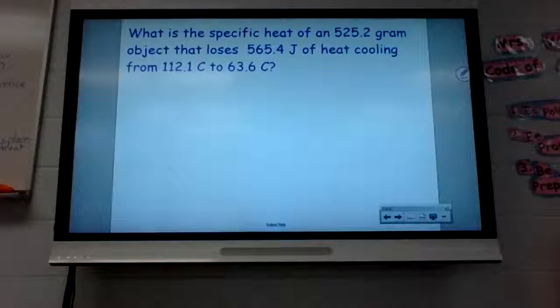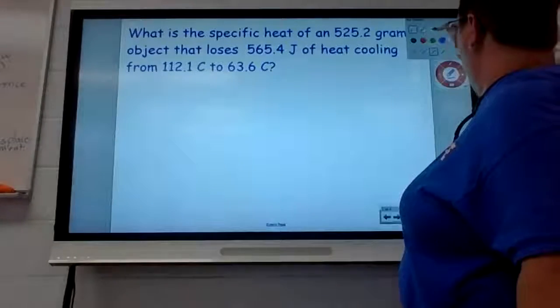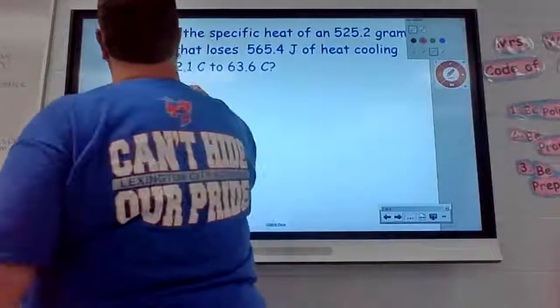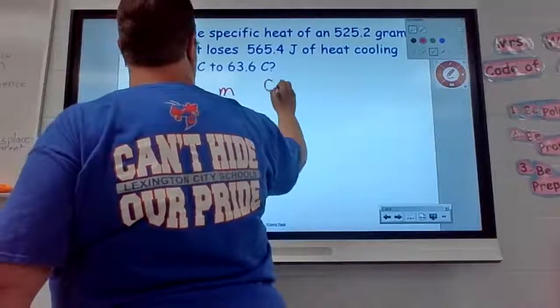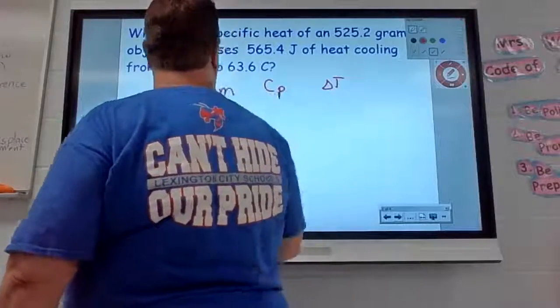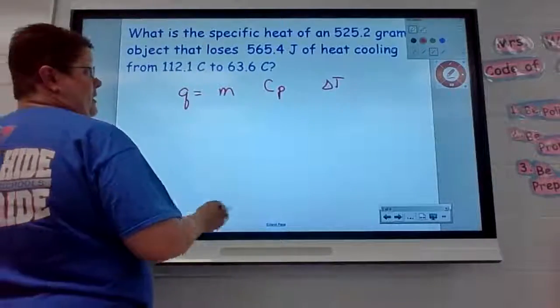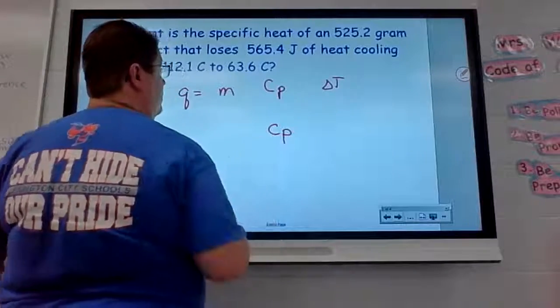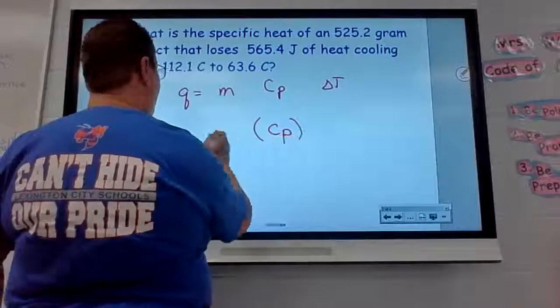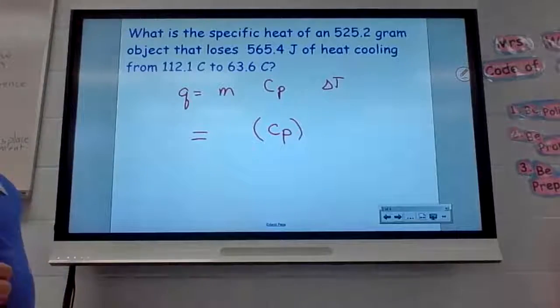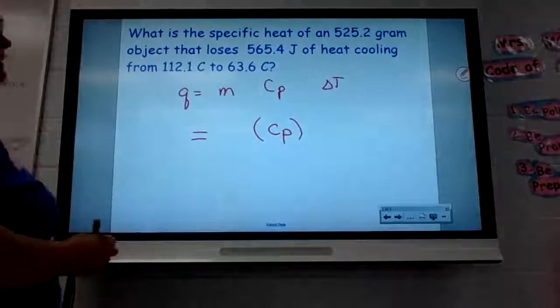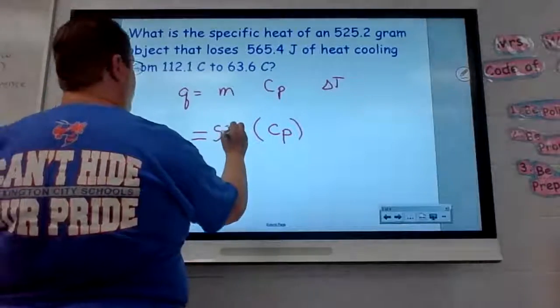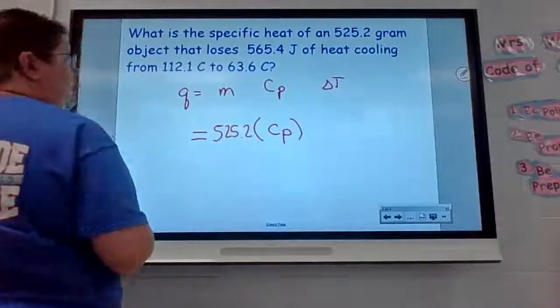So what are we solving for this time? CP. All right, so this time, since we have less time, I'm not going to write down quite as much. So we have Q equals M CP delta T. All right, we're looking for specific heat, so which of those letters is specific heat? So we're looking for CP. That means we got to have everything else. What's the easiest one to always find? So what's my mass? 525.2.